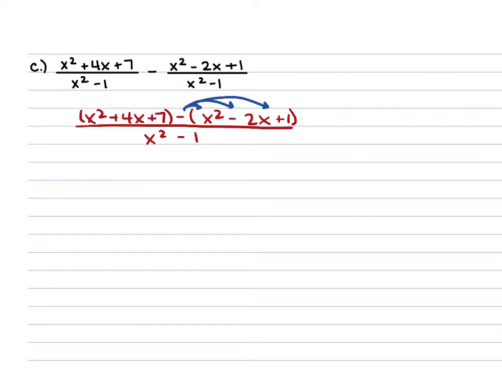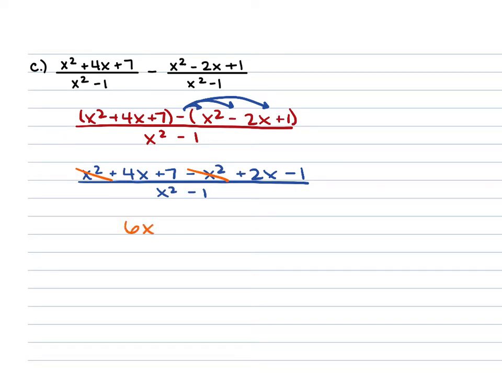From here, you are going to have x squared plus 4x plus 7 minus x squared plus 2x minus 1 all over x squared minus 1. From here, you are going to combine like terms in the numerator. Your x squared minus x squared cancels out. The 4x plus 2x gives us 6x, and 7 minus 1 is a positive 6. So that's 6x plus 6 over x squared minus 1.